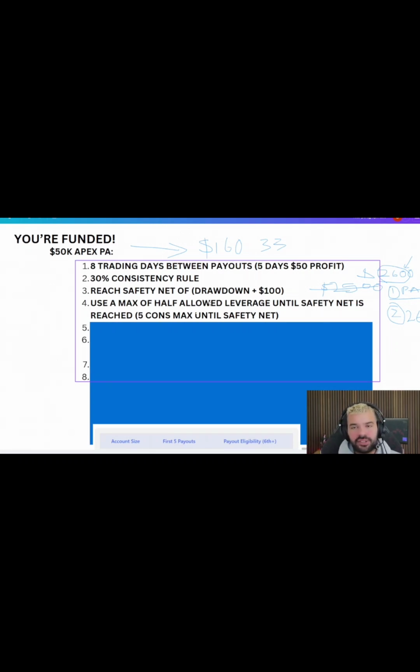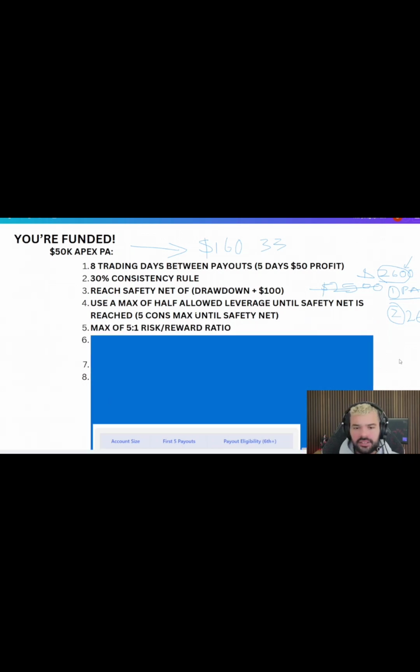In my opinion, you shouldn't be trading that much anyway. 5 mini contracts in a 50K funded eval, not a good idea, right? I like to use 1 to 2 contracts max starting off, so it's not a problem for me. But keep that in mind if you are someone who wants to use more leverage. Don't use more than 5 or 50 micros until you've reached that safety net.